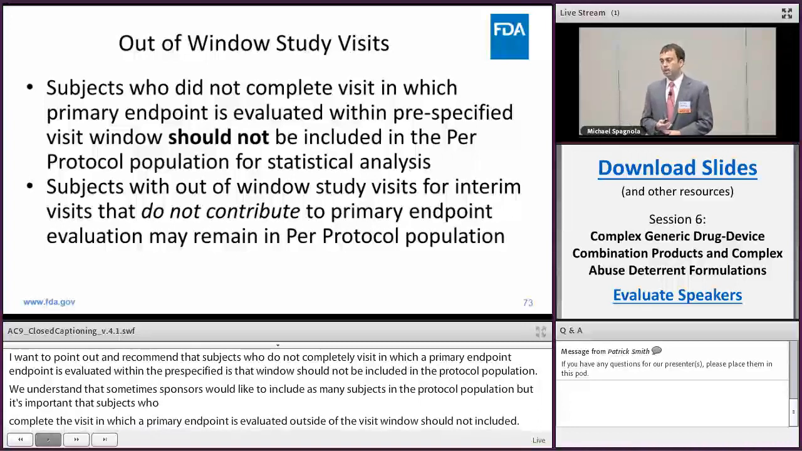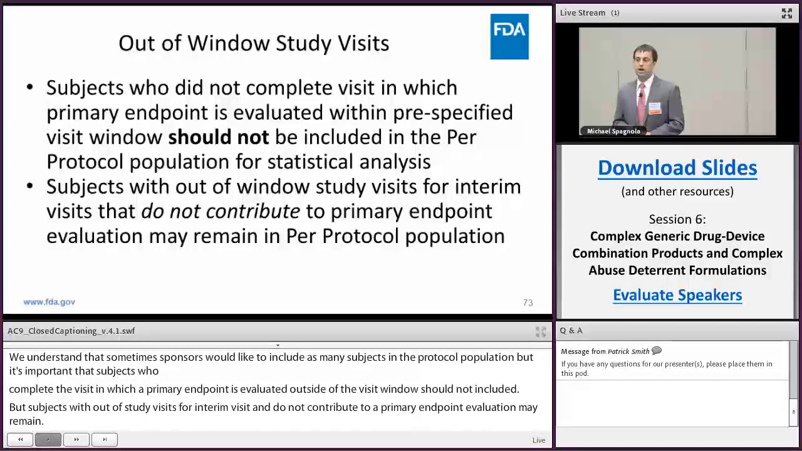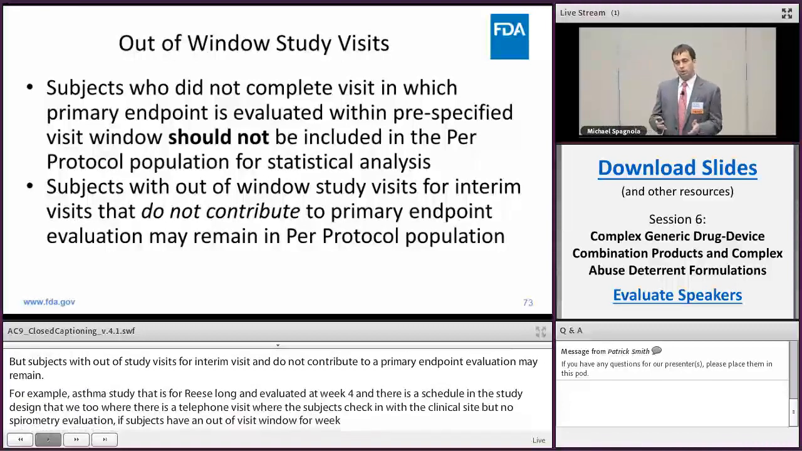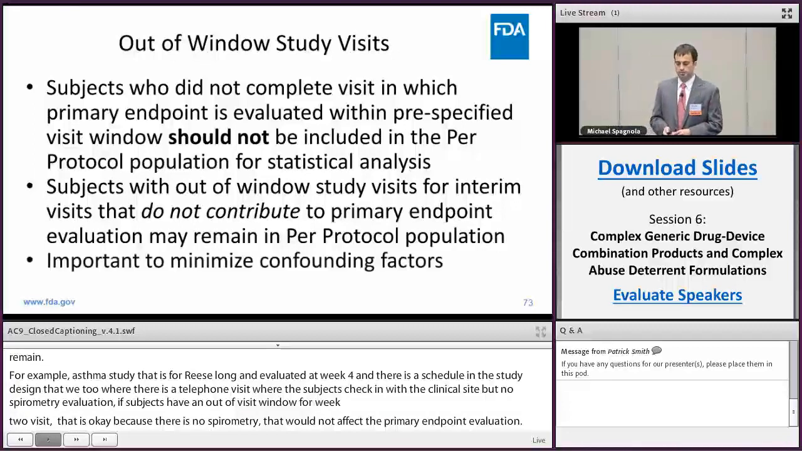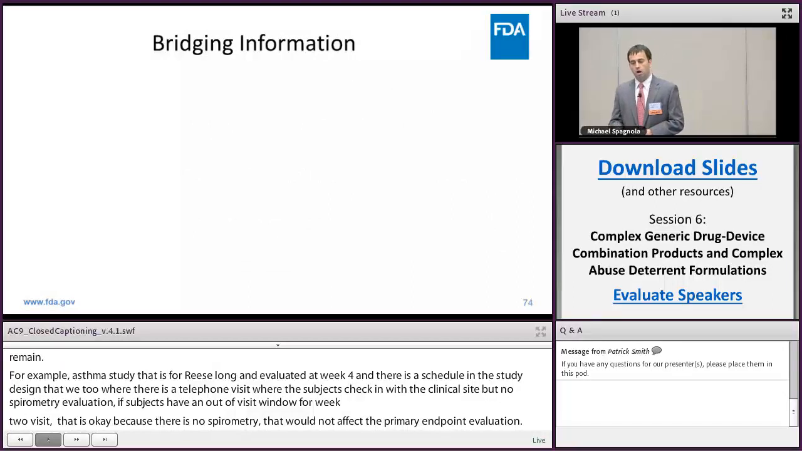For example, if there's an asthma study that's 4 weeks long and the primary endpoint is evaluated at the week 4 visit, and the study design schedules a week 2 visit that is just a telephone visit where the subjects check in with the clinical site, but there's no spirometry evaluation. If subjects have an out-of-window week 2 visit, that's okay because there's no spirometry. That would not affect the primary endpoint evaluation. But if they complete the visit at week 4 outside of the pre-specified window, they should be excluded from the per protocol population. So the last 2 things I'm going to talk about are bridging information.